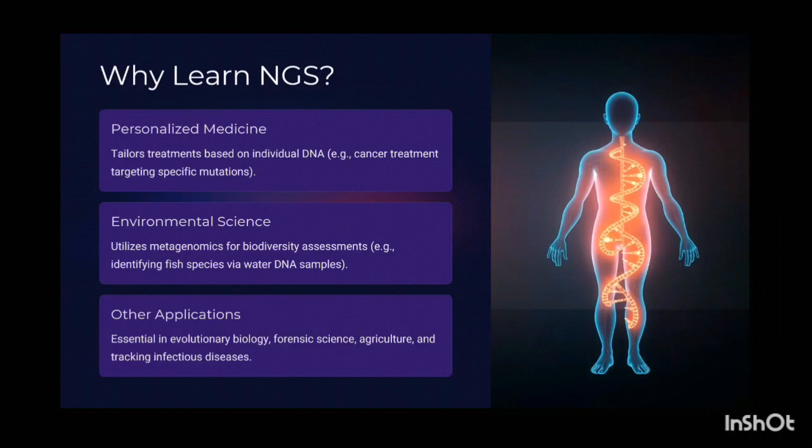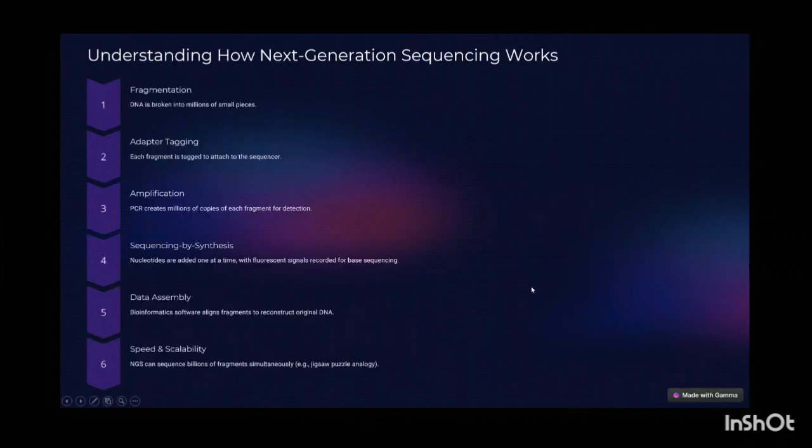So how does NGS work? Next generation sequencing has completely transformed the field of genomics by allowing us to sequence DNA or RNA on an unprecedented scale. So let's divide it into a step-by-step process on how NGS works.